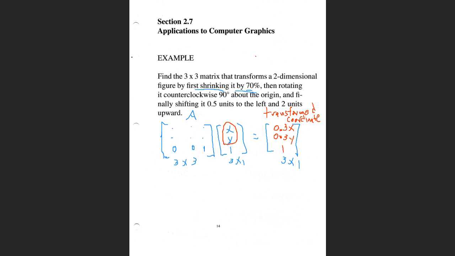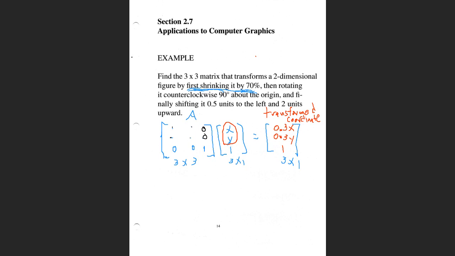Is there any translating going on for the first transformation? If we shrink an object, is there any moving of the object? No. So translation is equal to what? If we had to put in a value for the translations, zeros right there. Now we've got to figure out what goes in these 4 spots.